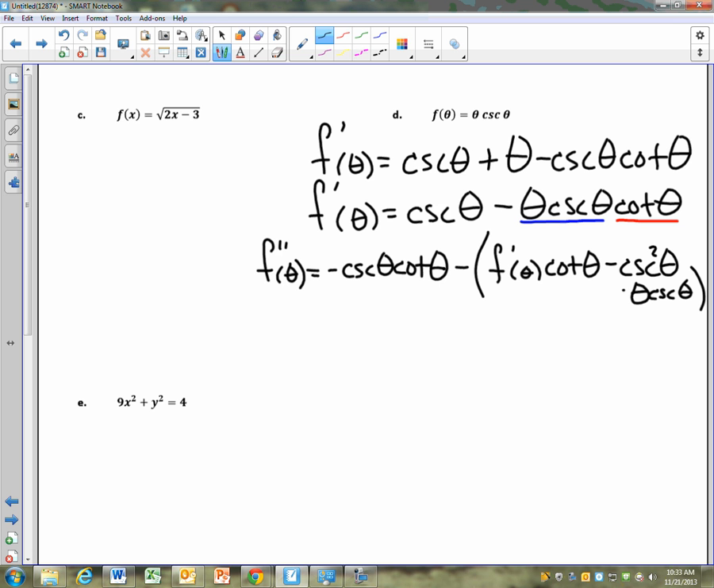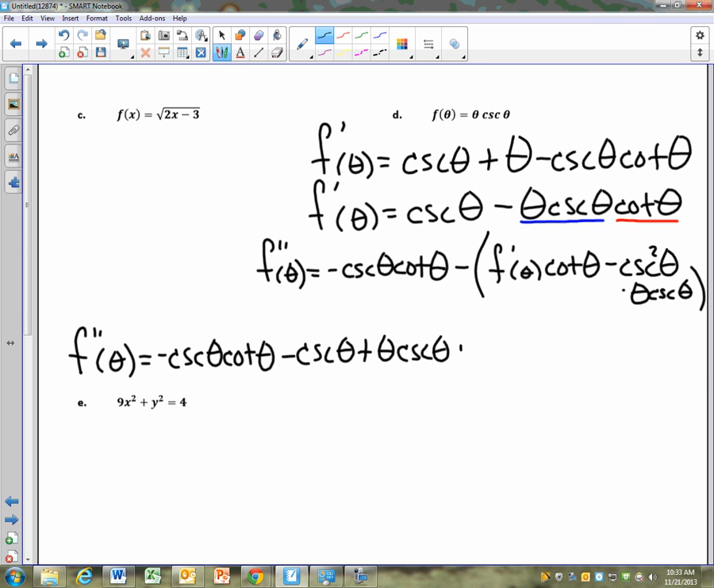Just for good measure, I'm going to write the whole thing out so we can see exactly what it is. So f double prime is going to be negative cosecant of theta cotangent of theta minus f prime, which is cosecant of theta, and then plus theta cosecant of theta cotangent of theta. So I'm distributing my subtraction sign through. And then it's going to be a plus theta times cosecant to the third.